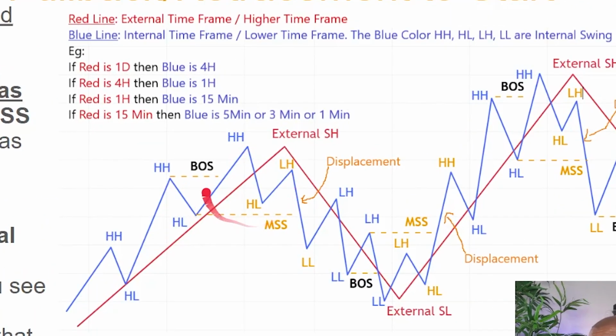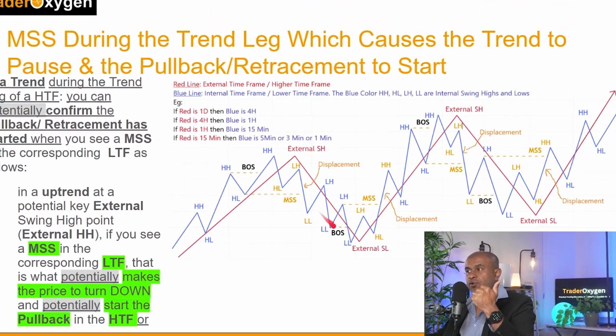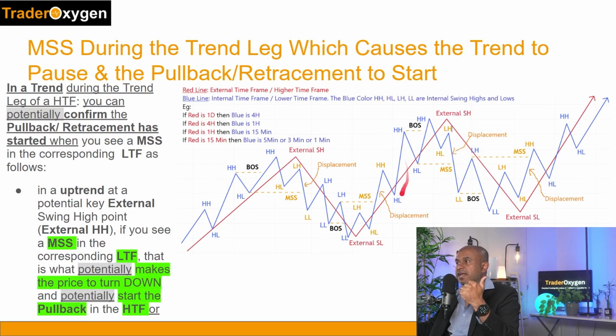The answer is you have to go to the lower time frame and look for a market structure shift. If you see a market structure shift, then you stop buying, because then the pullback will start. Once again, let's take this example. Let's say you are buying here, but how do you know when to stop buying? That's where in the lower time frame, if you see a market structure shift, then you stop buying because most probably the pullback will start. Okay, let's see what's next.